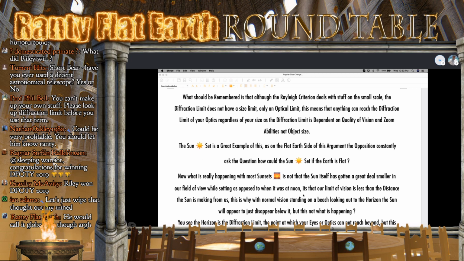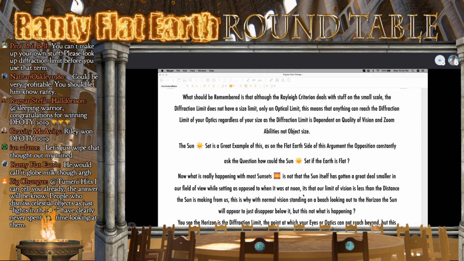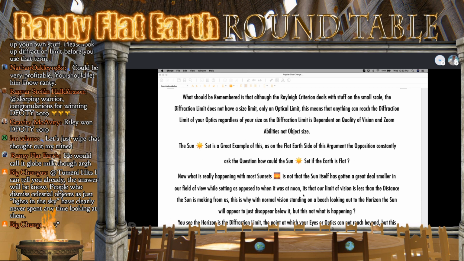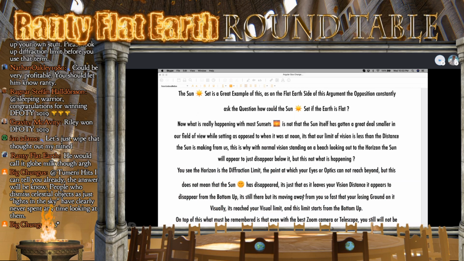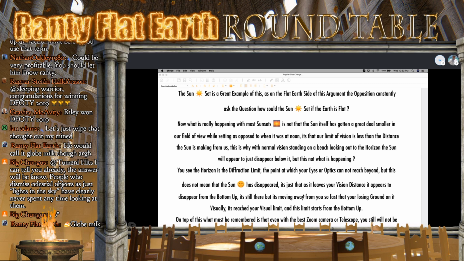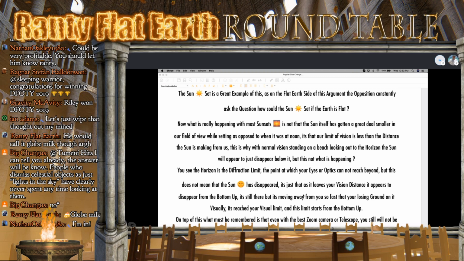The sunset is a great example of this, as on the flat earth side of this argument, the opposition constantly asks the question, how could the sun set if the earth was flat? Now, what is really happening with most sunsets is not that the sun itself has gotten a great deal smaller in our field of view while setting as opposed to when it is at noon. It's that our limit of vision is less than the distance the sun is making from us. This is why with normal vision standing on a beach looking out at the horizon, the sun will appear to disappear below it, but this is not what is happening.